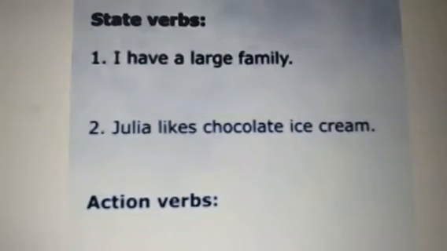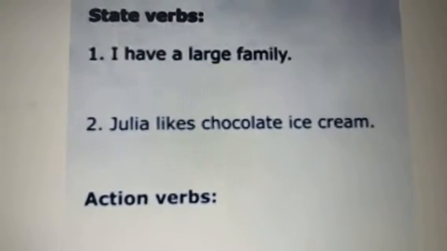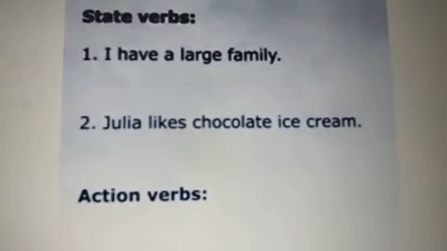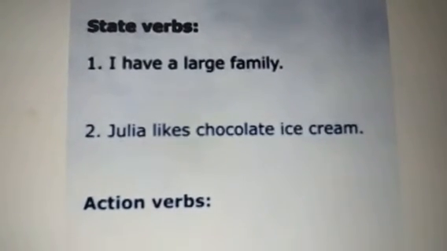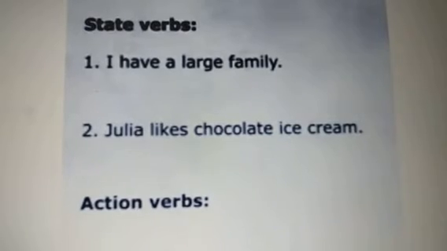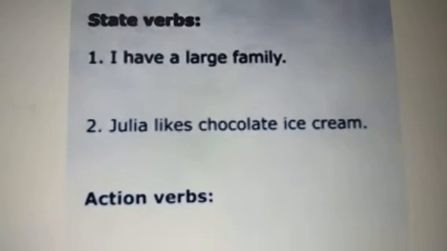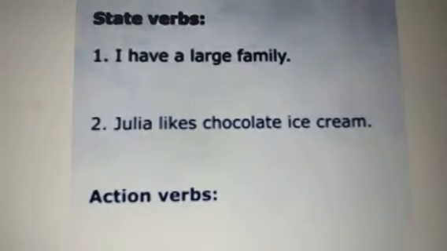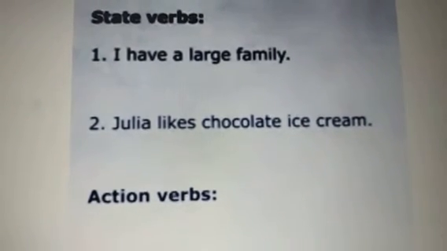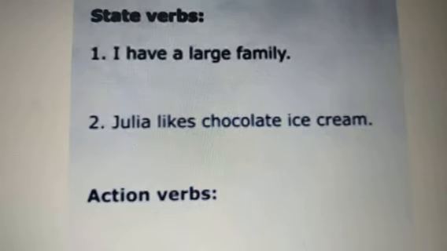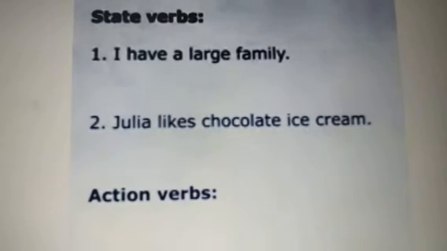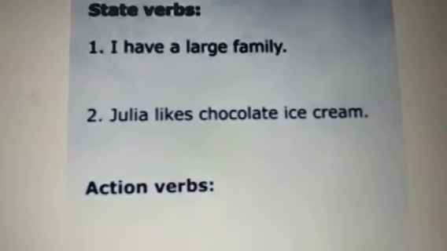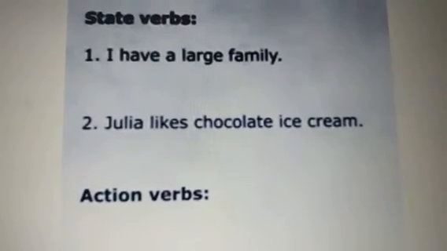Now, when I say I have a large family, here I'm using the state verb have. That means I'm not talking about doing any physical activity. I'm just telling you about a situation, in this case, about my family. Or if I said, Julia likes chocolate ice cream, which is our second example. Is Julia doing any action in this sentence? No. This sentence just gives us some information about Julia. We are still using a verb like, but it's a state verb.